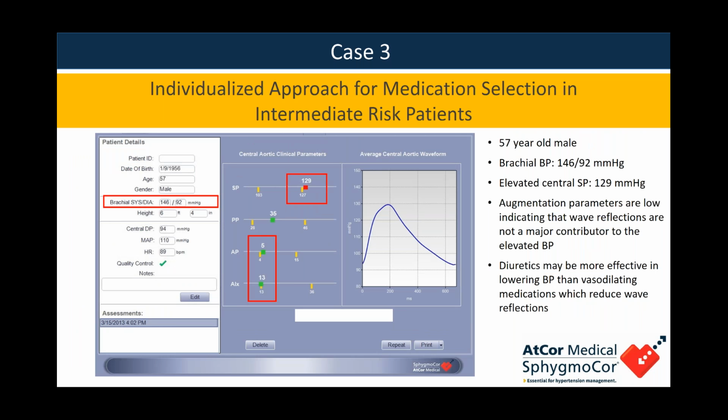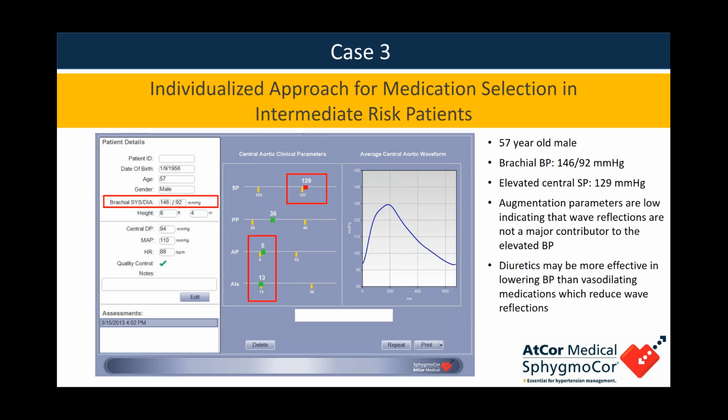Here we have a patient who's 57, elevated systolic and diastolic blood pressure brachially, 146/92, and his central blood pressure is mildly elevated at 129. As we said, normal is approximately 122 to 124. But the augmentation parameters are low in this patient, so he's not really having any early reflected wave evidence, and therefore the stiffness indicators are not there. So his arteries are not suffering from any excessive stiffness.